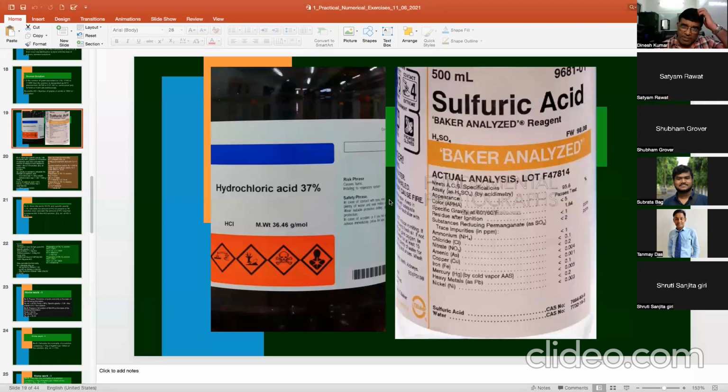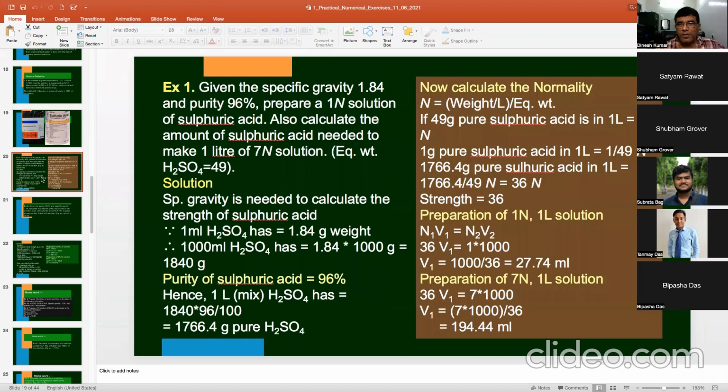So now, based upon concentration of purity, gram equivalent weight, and specific gravity, we will compute the strength or normality of a solution. So I will make you understand with one example.